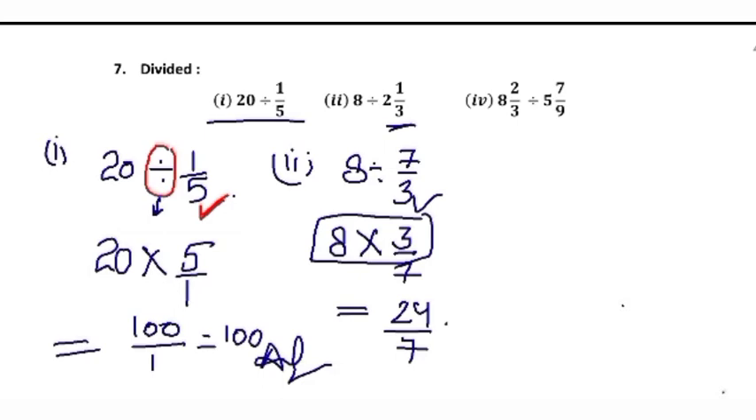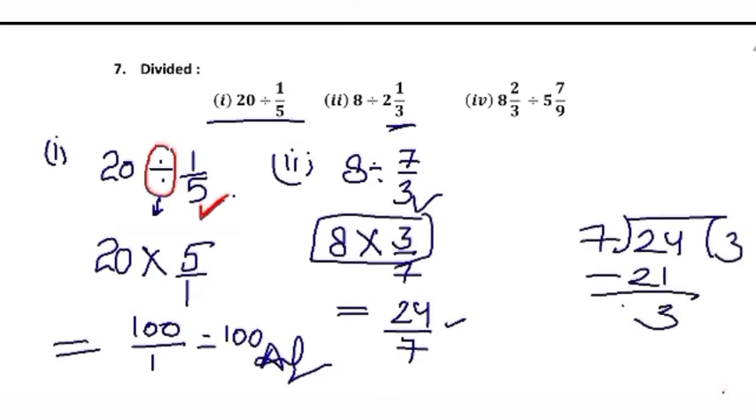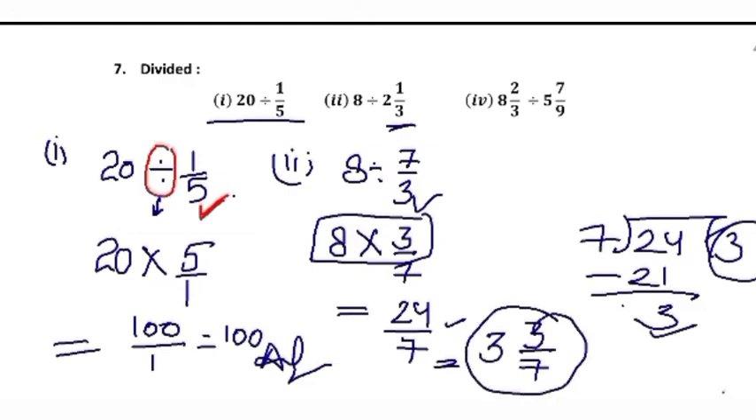Students, you can also write it as a mixed fraction. How? 7 3s are 21, 3 remaining. So this can be written as 7, denominator will remain the same, this will become the whole number and this will become the numerator. So your answer is 3 whole 3 upon 7.